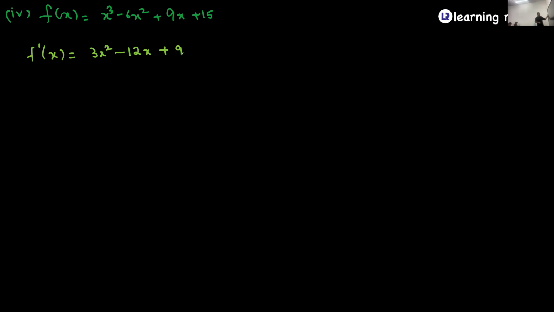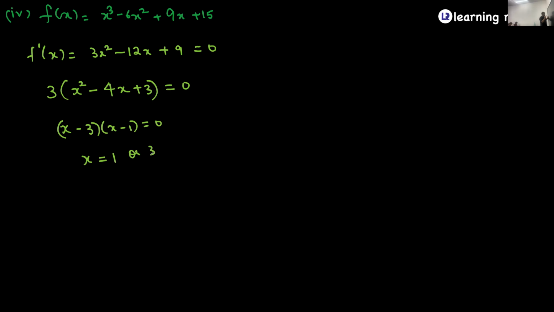Right. So f dash of x equating it to 0, we get 3 into x square minus 4x plus 3 is equal to 0. So x minus 3 into x minus 1 is equal to 0. Right. So x will be equal to 1 or 3. Now what we will do is we'll find f double dash of x. So f double dash of x is going to be 6x minus 12.